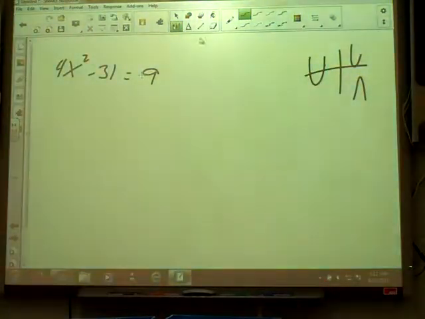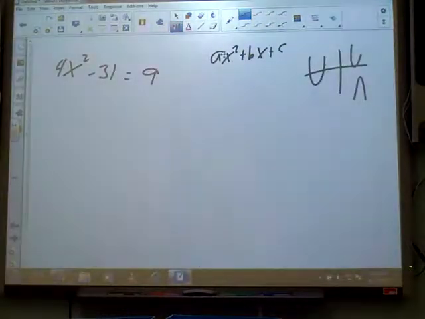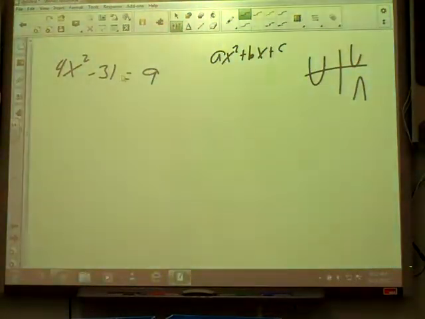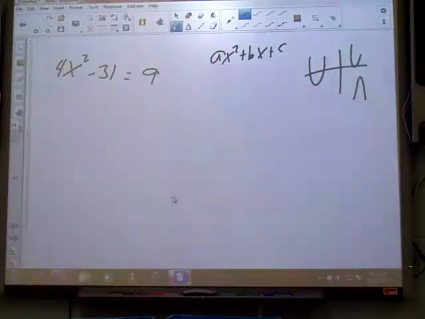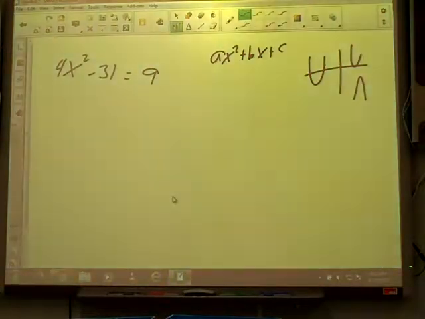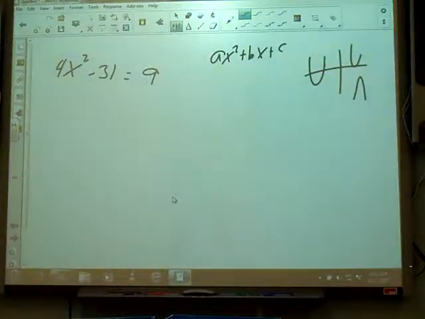The standard form of a quadratic we know is ax squared plus bx plus c. I've got an x squared in this one, but I don't have an x to the first. There's no plain x in here anywhere, so there's no b. When there is no b, using square roots is the easiest thing to do. So that's why we're going to use square roots on this one. I'm basically going to do some 8th grade algebra here and solve this for x.